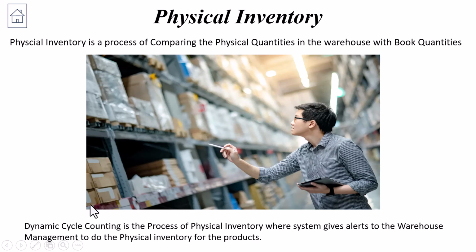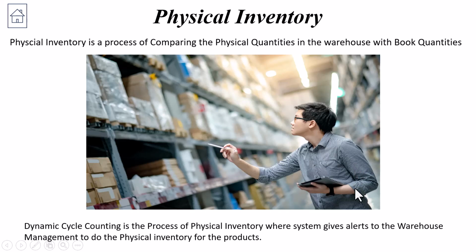Now, cycle counting is nothing but deciding when a product has to be counted. It could be every 3 days, every 1 week, or every 1 month, based on the client's requirement; we have to go with the cycle counting. Dynamic cycle counting is where the system will give you an alert.